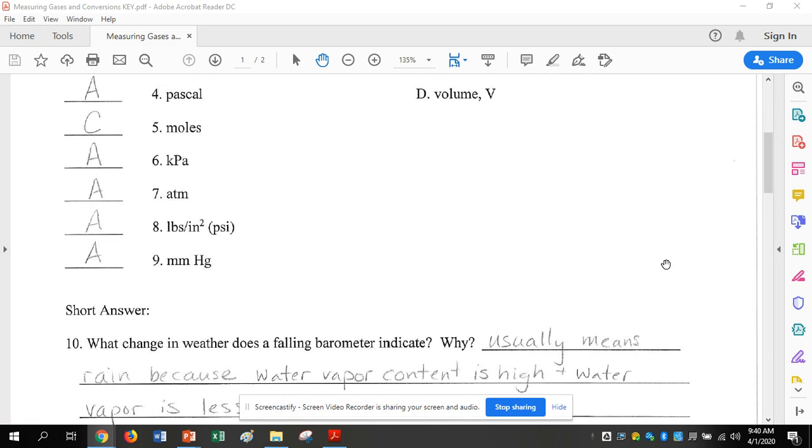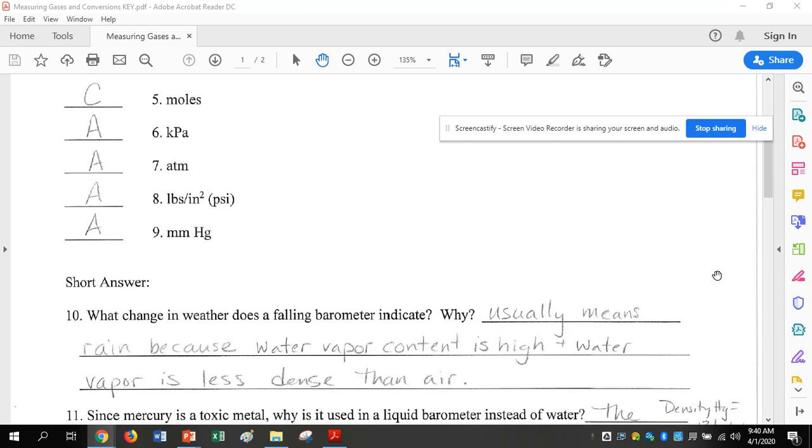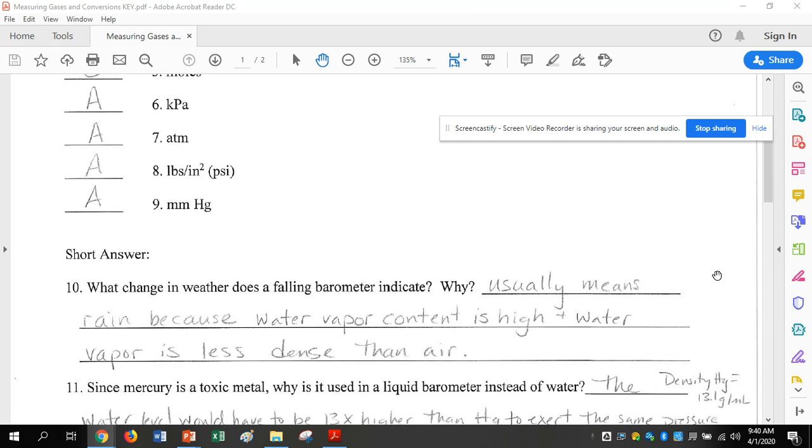Okay, so we're talking about weather here. So if you're seeing a falling barometer, that means the pressure is falling, and that usually is going to indicate that there's a lot more water vapor because water vapor is less dense than air. If you think about the molar mass of water, it's 18. It's a lot less than the molar mass of oxygen and nitrogen, 28 and 32. So that's why low pressure is going to have a falling barometer. And usually, if there's a lot of water vapor in the air, it's going to be raining.